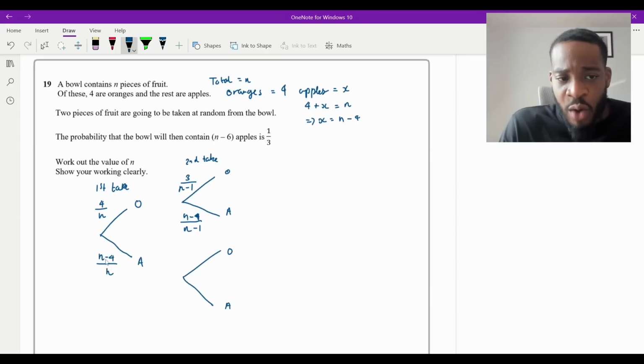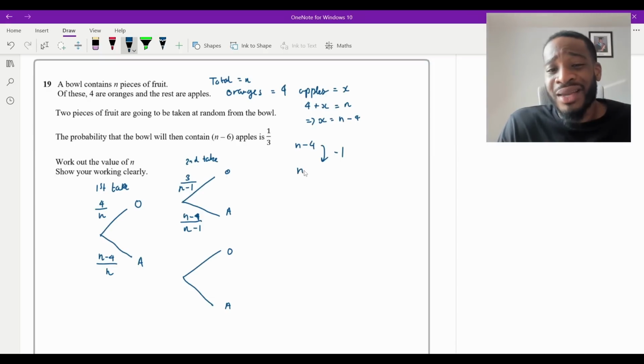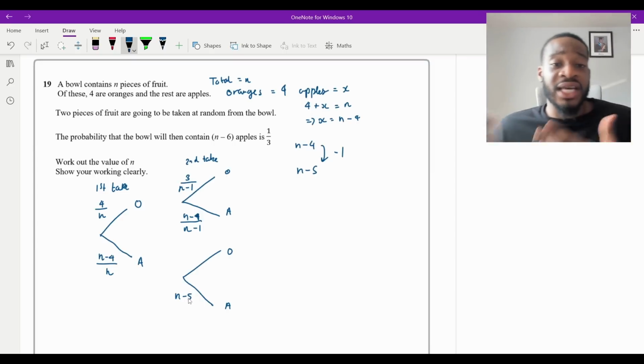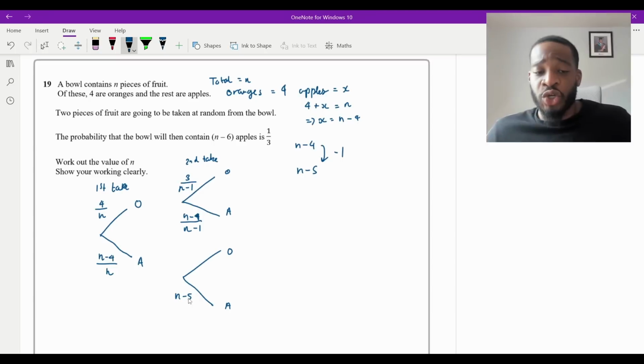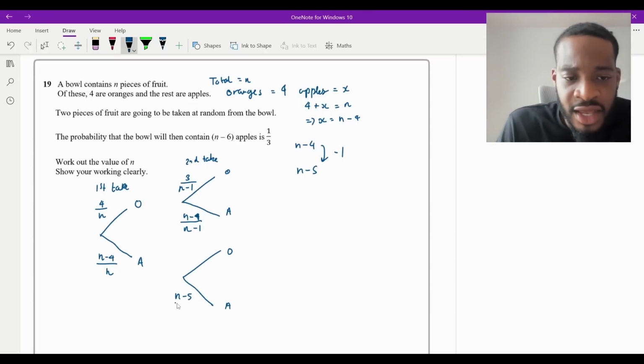Well, what I would do here is just be very careful, right? At the start, there are n minus 4. If I take an apple, I'm taking 1 away from this expression here. That's going to be minus 4 minus 1, which is going to be minus 5, isn't it? So just be careful. This is an n minus 5. I know some students sometimes go the other way and think it's n minus 3, but then you'd be adding, wouldn't you? So it'd be n minus 5. And then remember, it's going to be over n minus 1 because this is our second take.